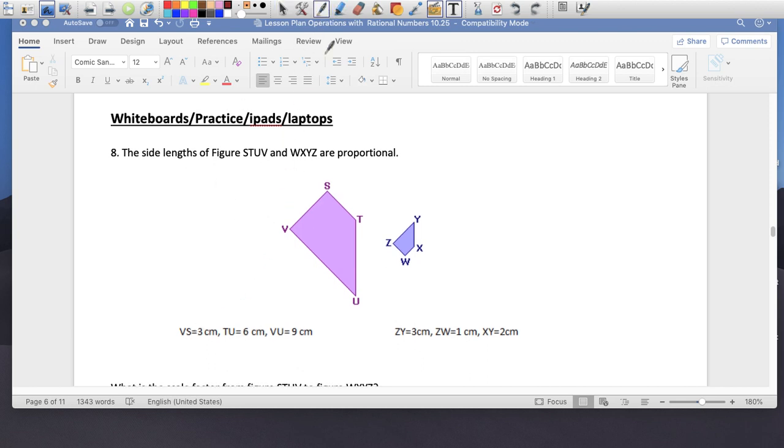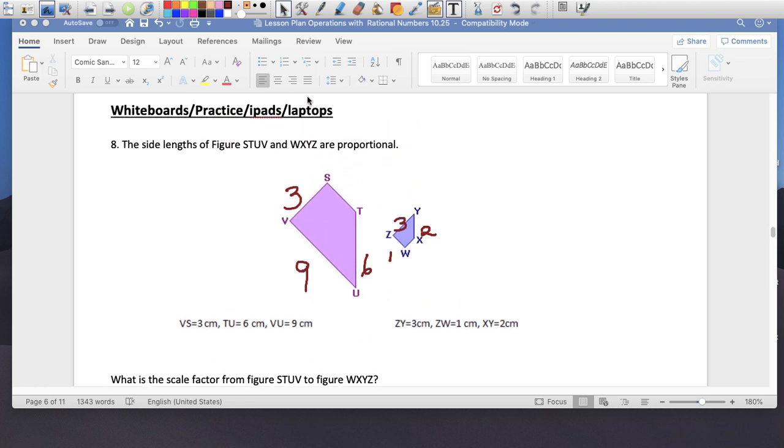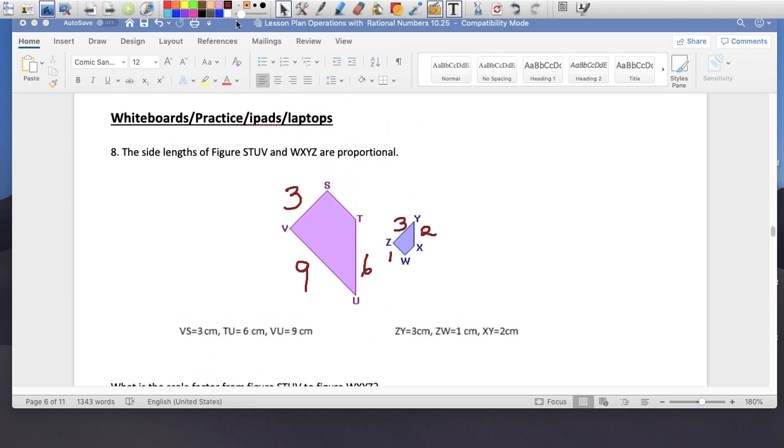Okay, so VS is 3, TU is 6, and VU is 9. So I can write those numbers down. ZY is 3, ZW is 1, and XY is 2. What's the scale factor, I'm assuming they're asking? But here, the main thing is for you to make sure that you use sides that are corresponding. So make sure that whatever side you're using, it corresponds to the side on the other shape. So let's pick the easy one, the largest side.